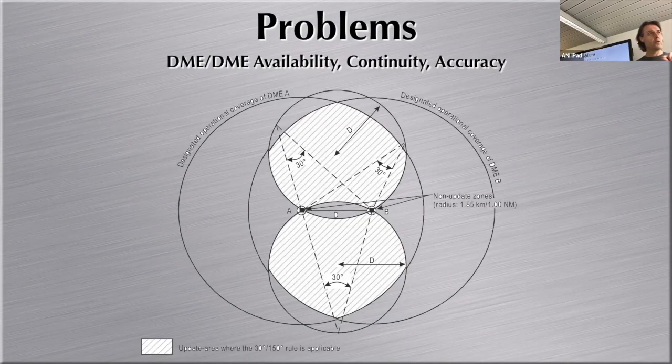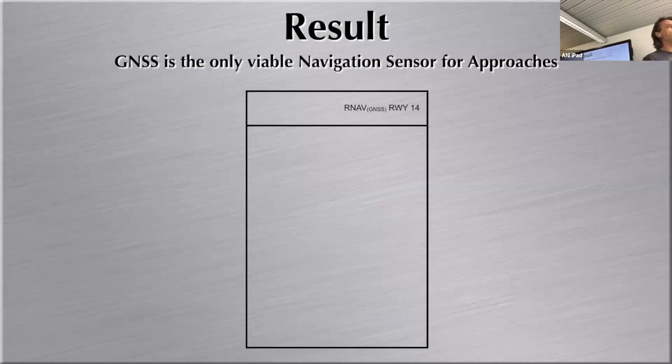Let alone for those two nav sensors, the accuracy is not incredible. So approaches flown with these sensors would not be highly accurate, even if you have availability and continuity of the nav system. People eventually concluded from these problems that maybe it was not such a good idea to think everything's possible when flying approaches. And it came to the fact that GNSS then was the only viable nav sensor for approaches.